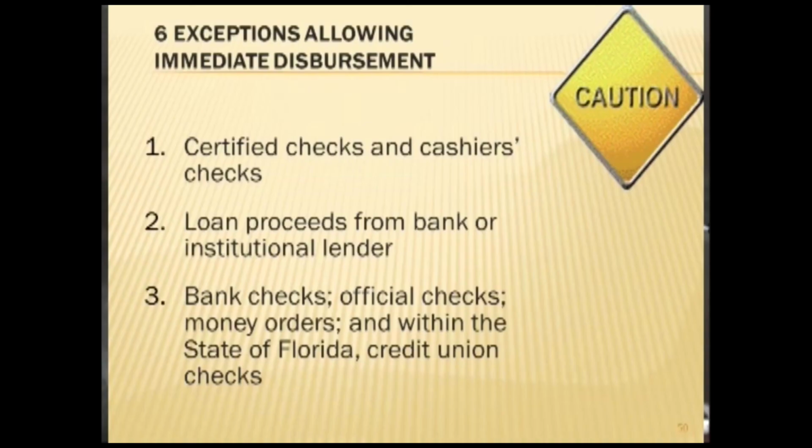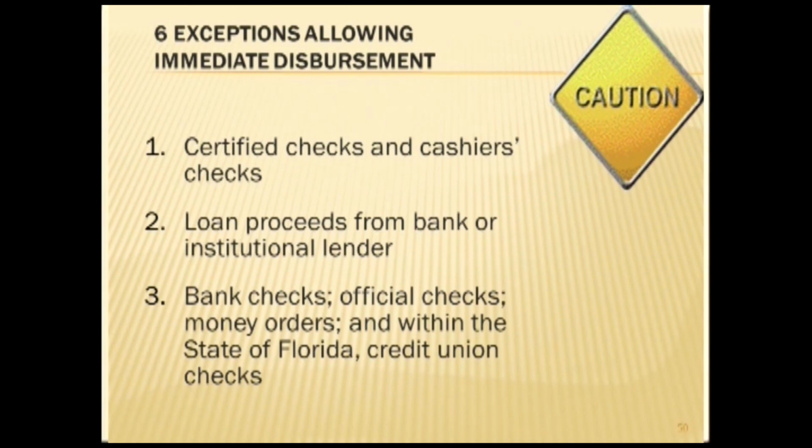Now, on to the 6 exceptions. The 6 exceptions that allow for immediate disbursement on uncollected funds include, of course, the cashier's check or the certified check. If you take in a cashier's check or certified check and deposit it into your trust account, you can then disburse on it if in your best judgment it's a good check.